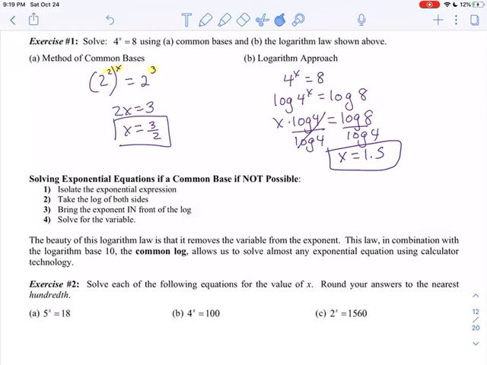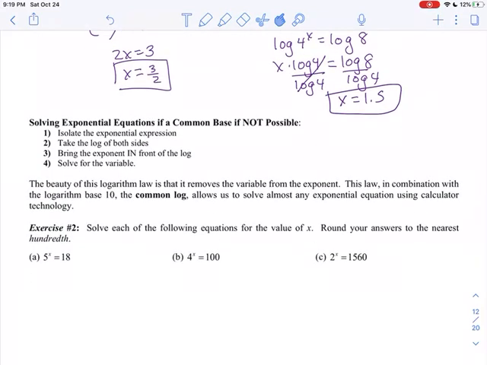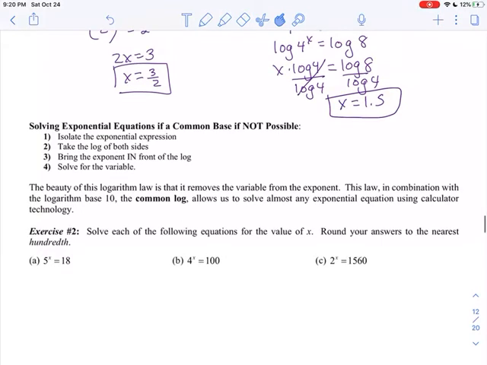I have a couple of rules listed here. You have to isolate the exponential expression. Sometimes there's going to be other stuff on the same side, and I've got to get rid of that. So isolate the exponential expression, take the log of both sides, bring that exponent in front of the log, and then solve for the variable. The beauty of this logarithm law is that it removes a variable from the exponent, which is what we want. This law in combination with the logarithm base 10, or the common log, allows us to solve almost any exponential equation using a calculator.